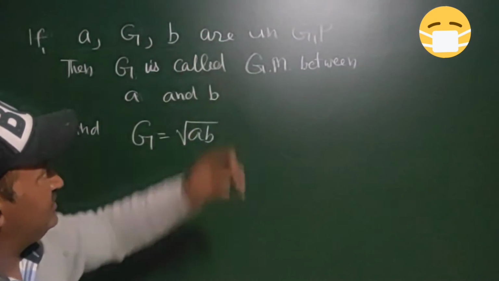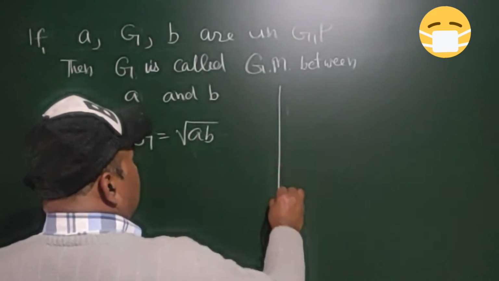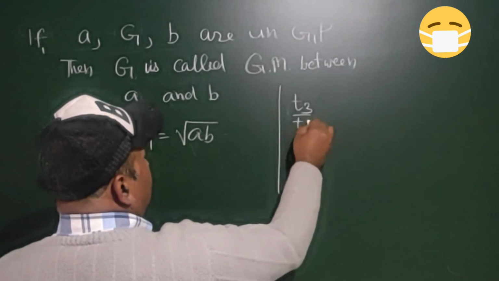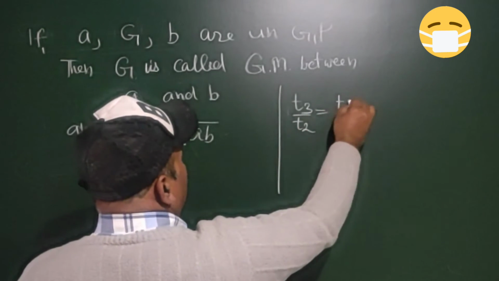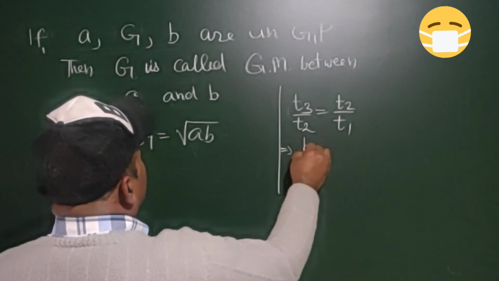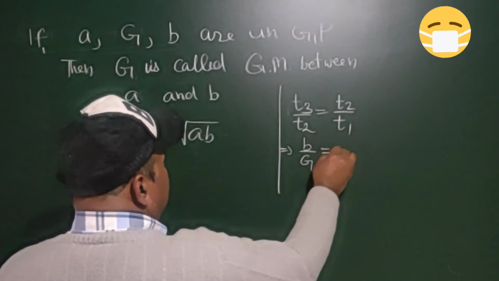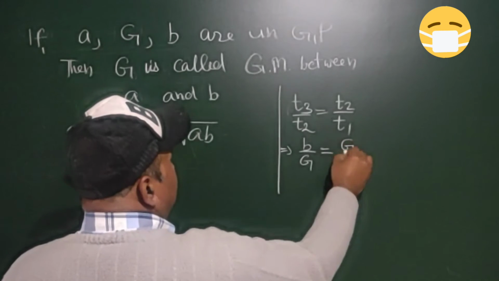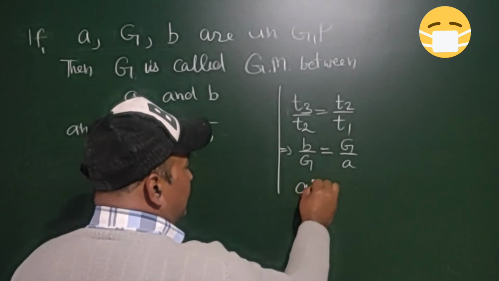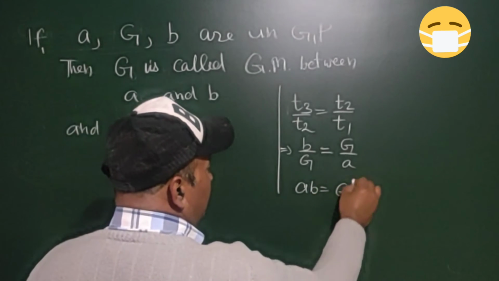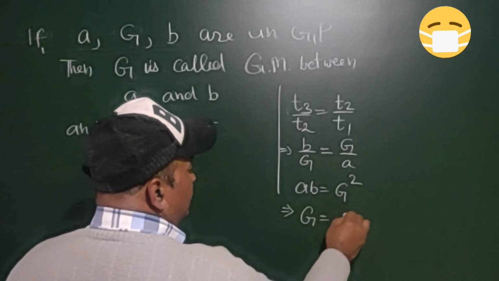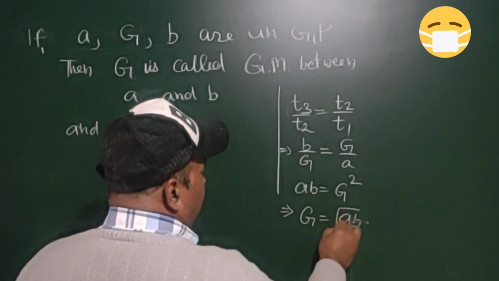Because these three are in GP, therefore T3 upon T2 must be equal to T2 upon T1. This implies B upon capital G is equal to capital G upon A. By cross multiplying, we get AB is equal to G square. This implies G is equal to square root of AB.